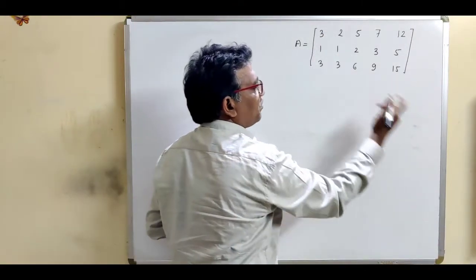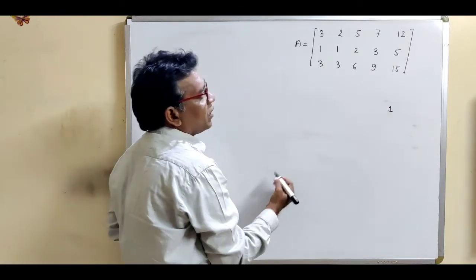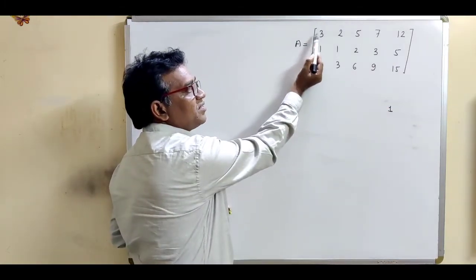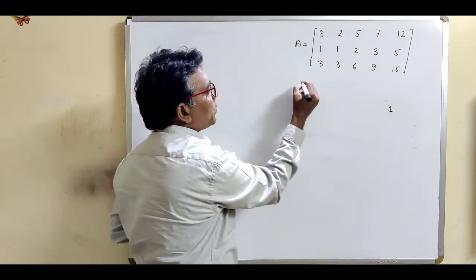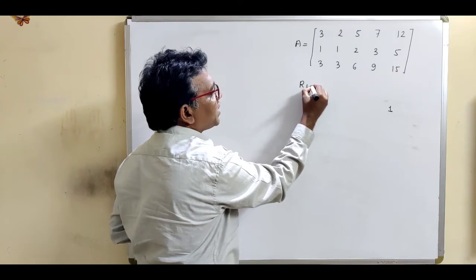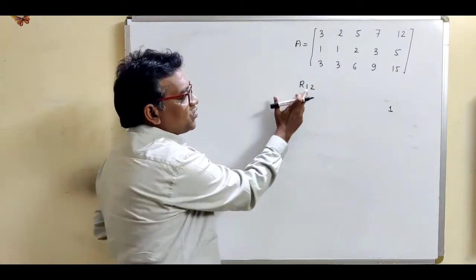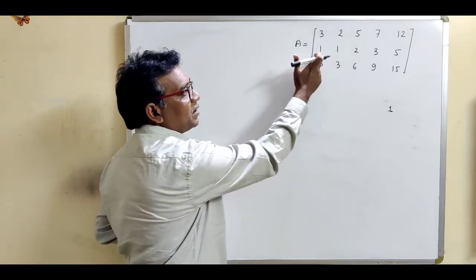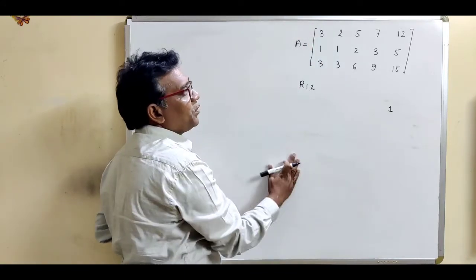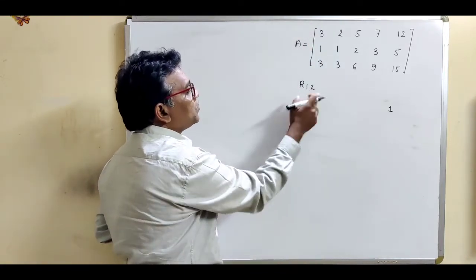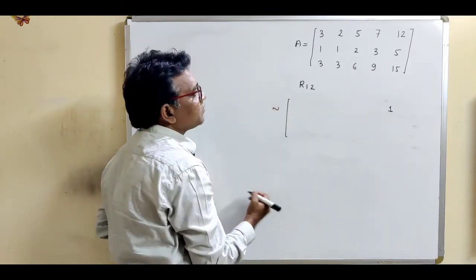So see, first of all, we have to make the first element 1. Now this given entry is a 3. We have to make this element a 1. So first of all, interchange the first and second row. So we use this elementary operation. If we use R12, obviously this element 1 transforms into the first row. So use this operation R12. So write down the equivalent matrix.